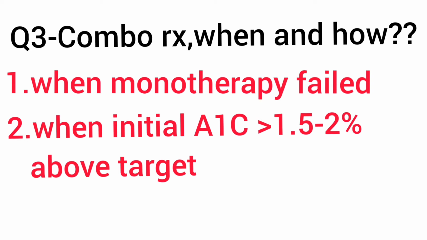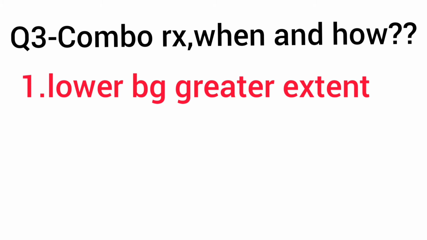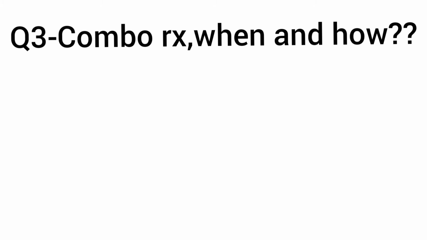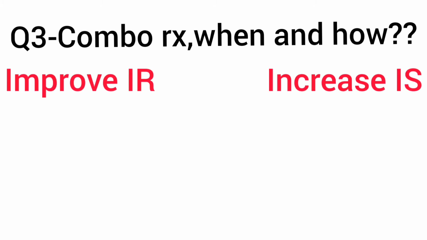So what are the principles of combination therapy? The combination therapy is used to lower blood glucose levels to a greater extent than monotherapy. And the second principle is that combination therapy allows lower doses of each class of drug used in the combination, to minimize the side effects seen with the maximum dosage. So which drugs to combine? The drugs which improve insulin sensitivity, when combined with drugs which increase insulin secretion, will give you the maximum effect on blood glucose levels.